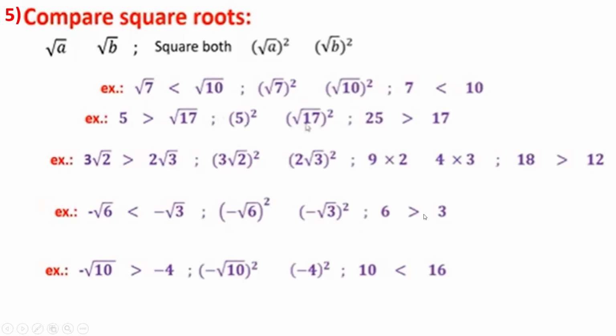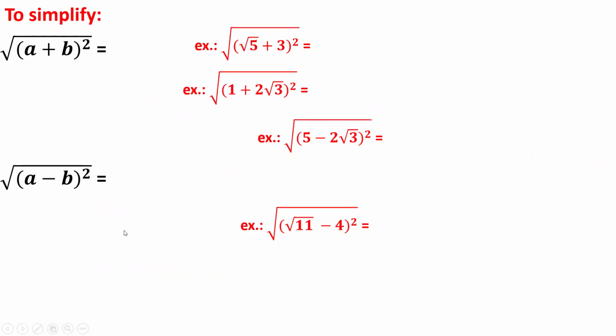I compare 6 and 3. Since 6 is greater than 3, negative radical 6 is less than negative radical 3. Why? As I said, in the negative, as the number becomes bigger, it is smaller. Okay? Now, this is very important.